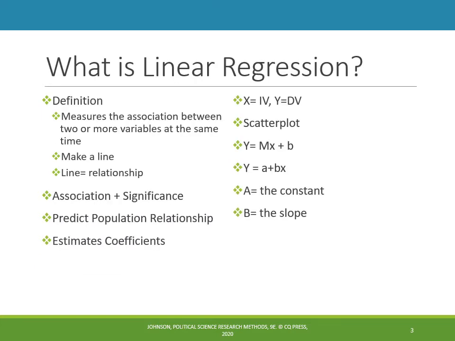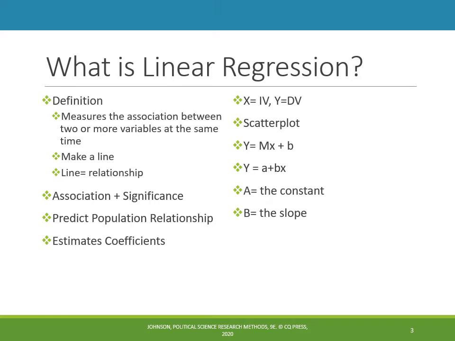So what is linear regression? Well, first of all, linear regression is a broad umbrella term that describes a method that measures the association between two or more variables at the same time and determines whether or not there's a statistically significant relationship between those variables. It's important to note that linear regression is exactly what it sounds like. It is regression, a method that tries to make a line.